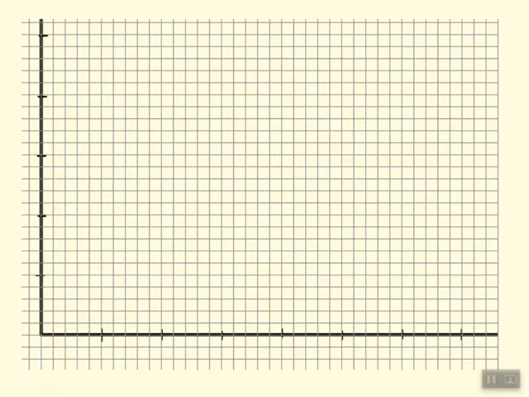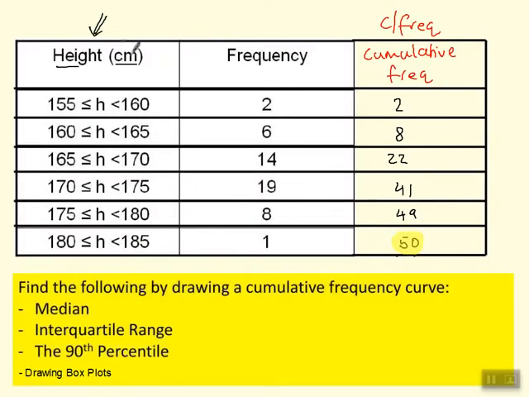So here's our axes drawn. The y-axis is going to be our cumulative frequency, and the x-axis is going to be the data that we're actually measuring. The data is heights in centimeters. It starts off at 155 and ends at 185. You don't need to worry about the inequalities, less than and greater than or equal to. You just need to look at the numbers. So it starts off at 155 and ends at 185.